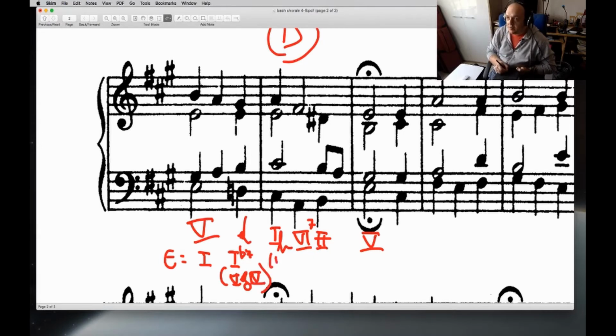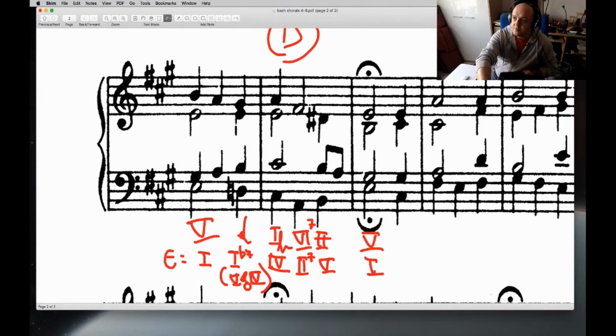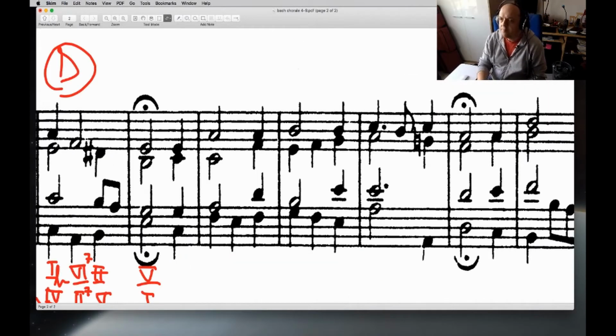You see, this would be 4 of E. This would be 2, 7. This is 5 of 5, and that's 1 of 5. So all of that can be analyzed in the dominant region in the key of E. Okay, so here is the analysis, and here is the function. The function in the dominant region. Tune.